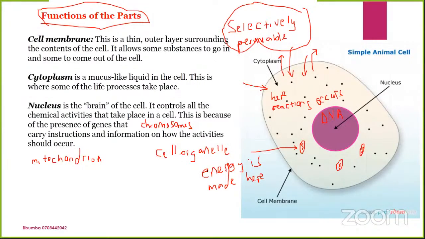Is it only microscopes that are used to see the tiny cells? I've not got the last bit of what you are saying.